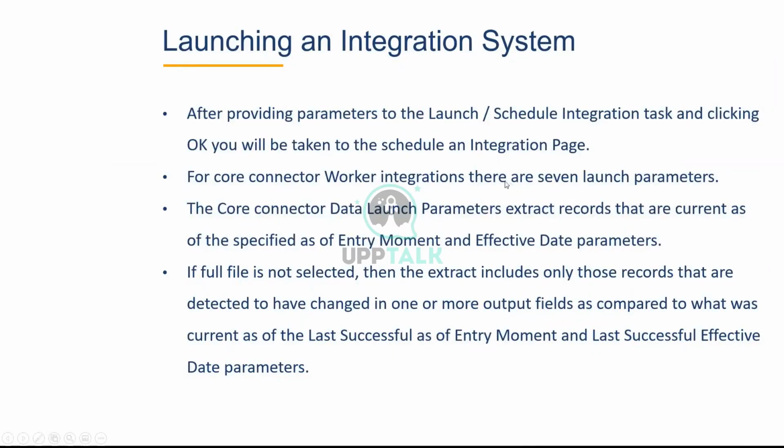for the core connector worker integration. There are several launch parameters. The core connector date launch parameters extract records that are current as of the specified as of entry moment and effective date parameters. If full file is not selected, the extract includes only those records that are detected to have changed in one or more output fields as compared to what was current as of the last successful as of entry moment and last successful effective date parameters.